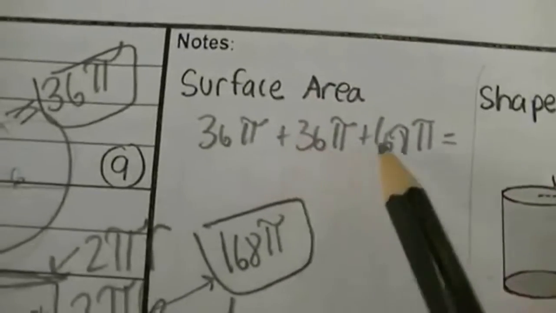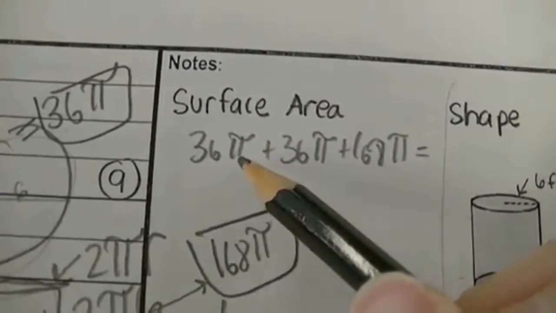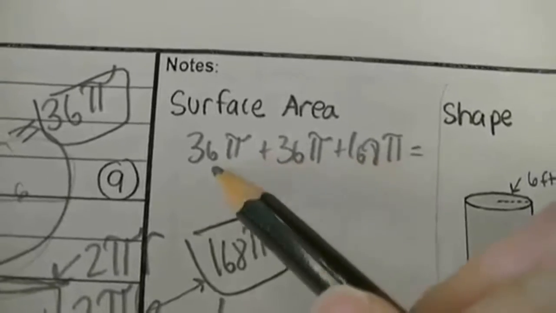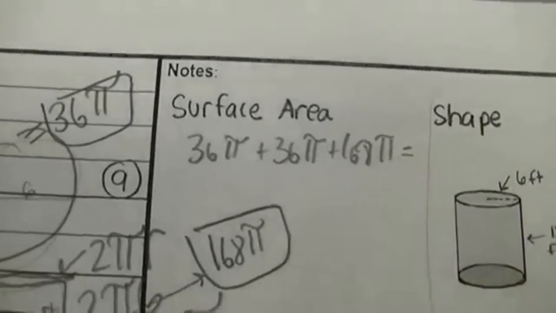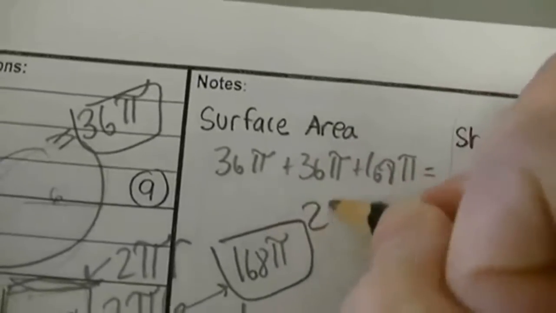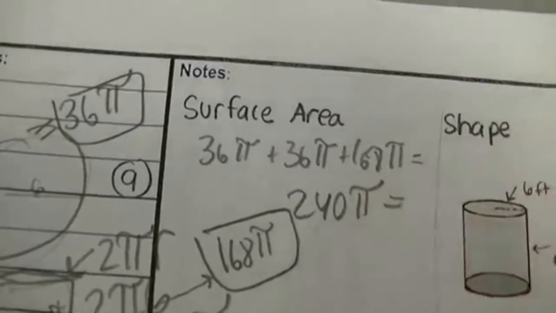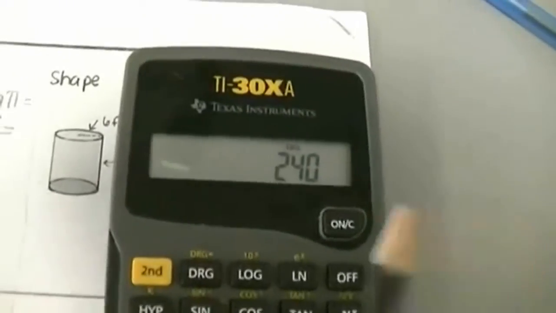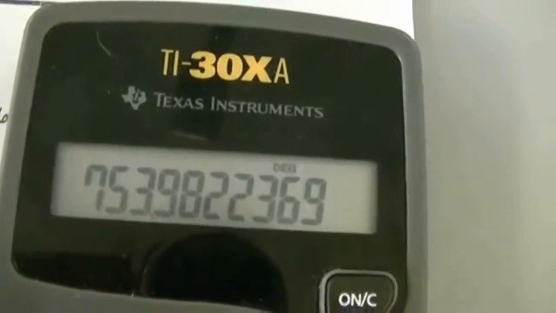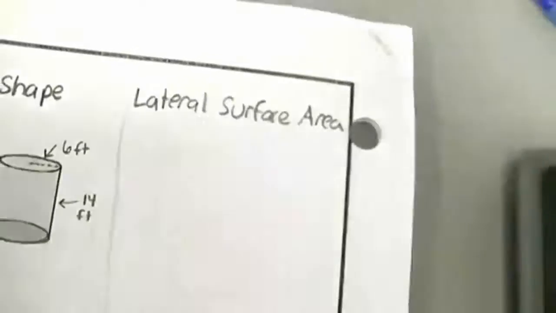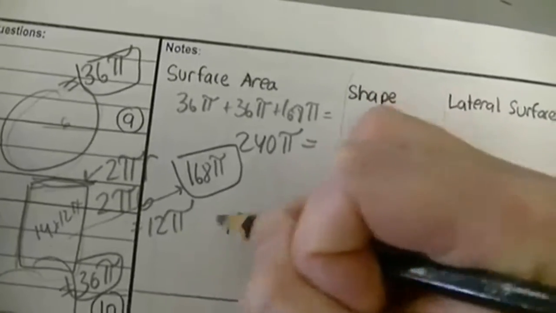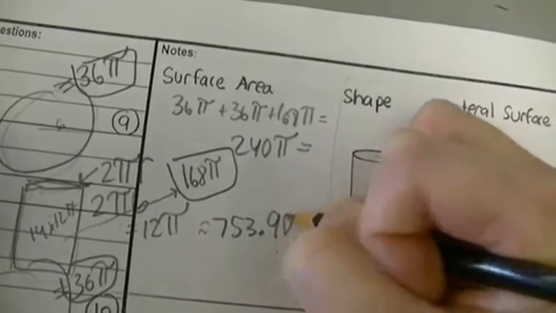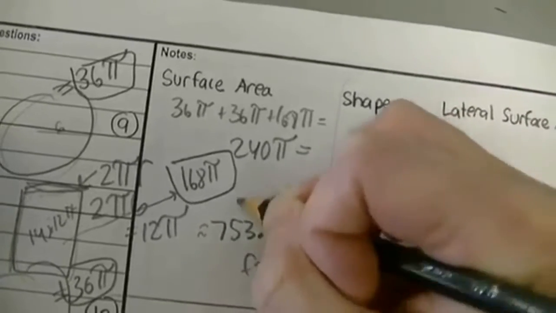Okay, see how they all have pi? It's kind of like when you're simplifying and you have like terms. Technically, those are like terms. So I can go 36 plus 36 plus 168, and I would get 240 times pi. Okay, now from there, I'm going to go 240 times pi. So 753.98 square units.